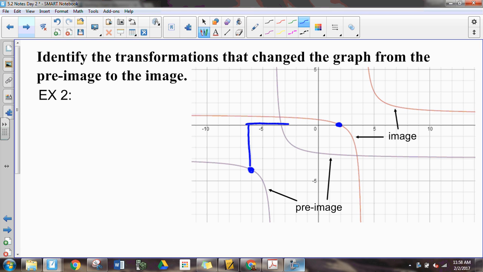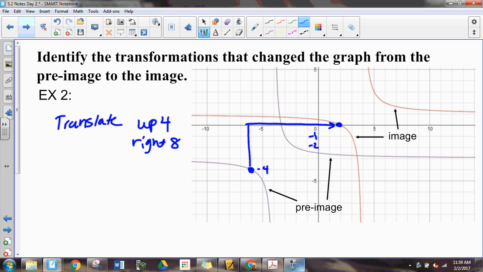So up and over. So I'm going to translate, and let's see here. That is going by 1, so this is -5, so this is -1, -2, -3, -4. So this is at -4. So we're moving up 4. And we're moving to the right 1, 2, 3, 4, 5, 6, 7, 8.